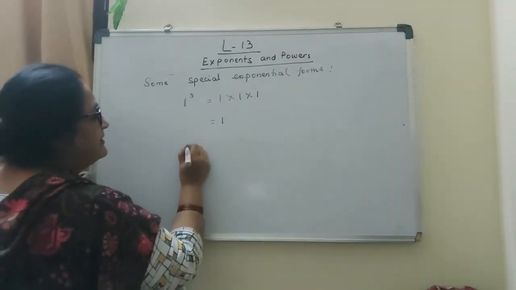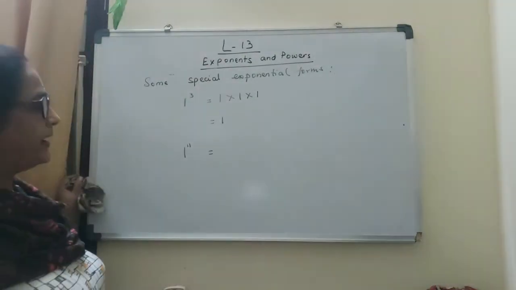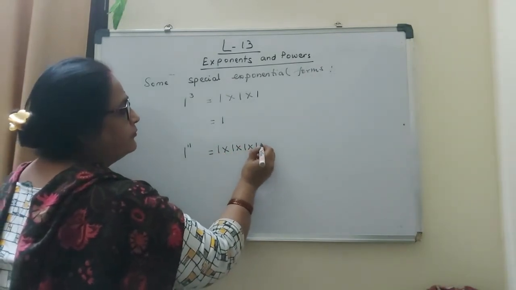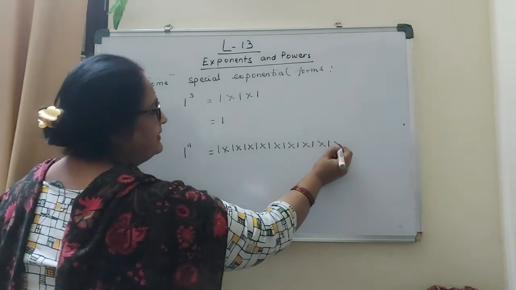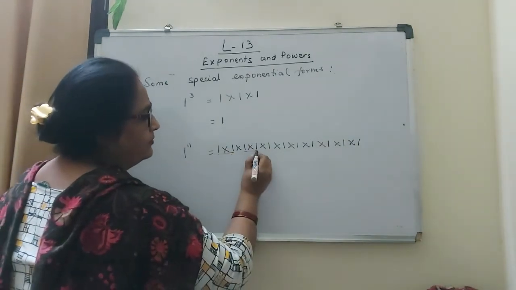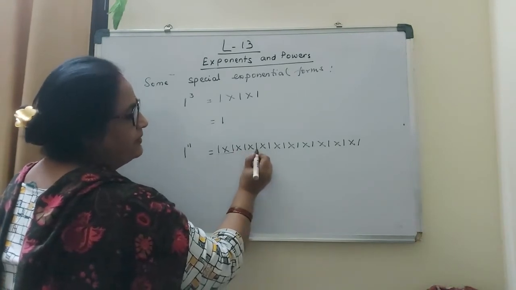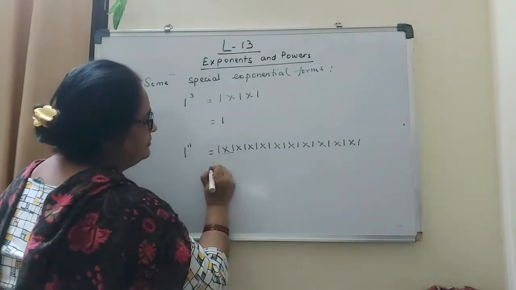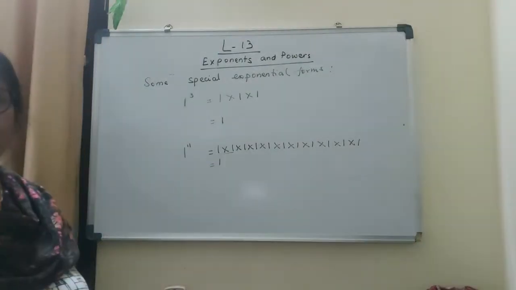Now let's take 1 raised to the power of 11. How many times am I multiplying 1? 11 times. 1, 2, 3, 4, 5, 6, 7, 8, 9, 10, 11. 1 multiplied by 1 is 1, and so on. If I do it, what answer will I get? 1. Here also I'm getting 1.